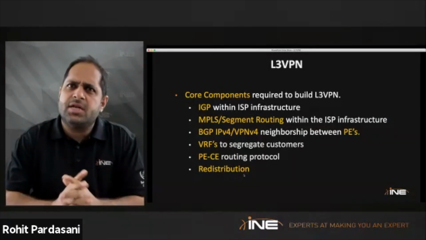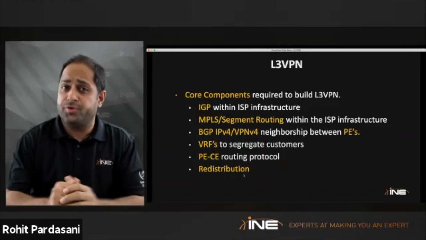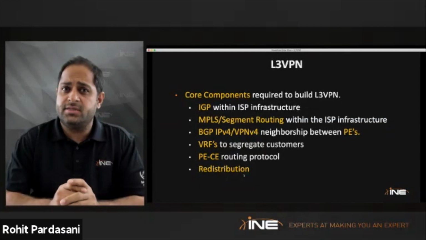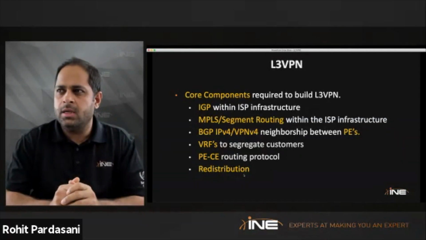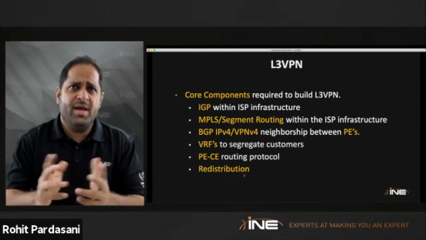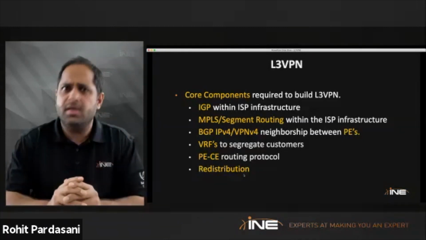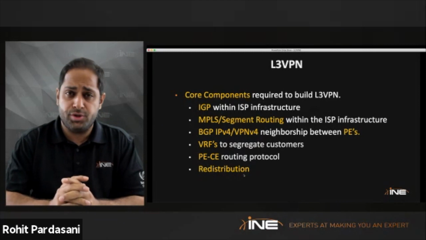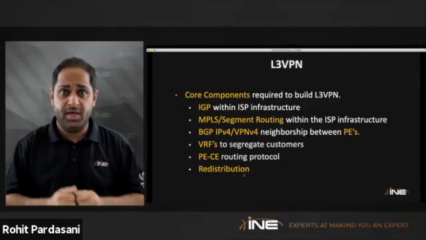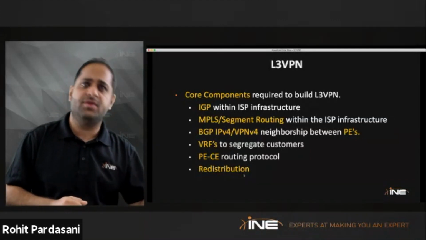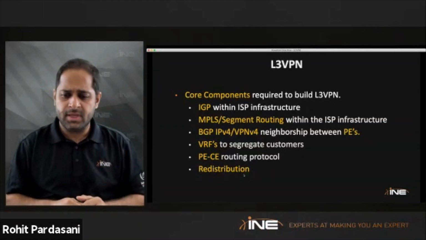The last thing that we need is redistribution. We do need to configure redistribution if your PE-CE was maybe an IGP. Maybe I was running OSPF with the customer. In that case, yes, I would need redistribution to redistribute the OSPF learned routes into BGP so that I can send those routes to the remote PE.